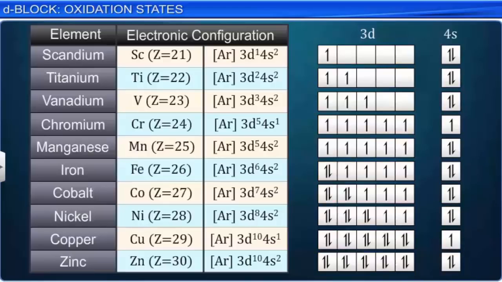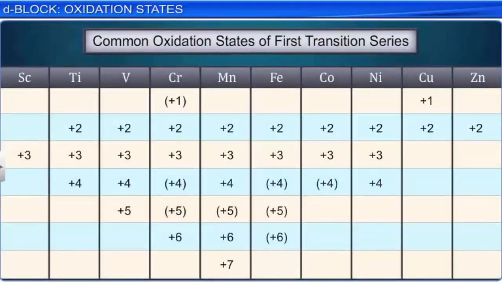The table here lists the common oxidation states exhibited by the first row transition elements. Note that the oxidation states shown in brackets correspond to unstable oxidation states. Some points may be noted from the table. Except for scandium and zinc, all the other elements show more than one oxidation state.